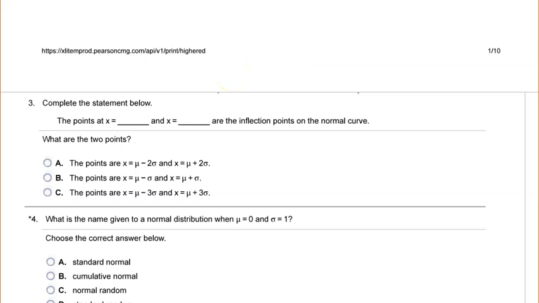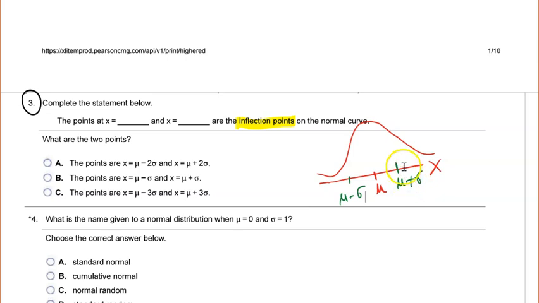Question number 3. Complete the sentence below. The points x equals whatever are inflection points on the normal curve. The inflection points are the points which are 1 standard deviation above and below the mean. For example, if this is the x axis here, it's a normal curve, and this is mu, and this is mu plus sigma, and this is mu minus sigma. In other words, this point is 1 standard deviation above the mean, this point is 1 standard deviation below the mean, and these 2 points are called inflection points.